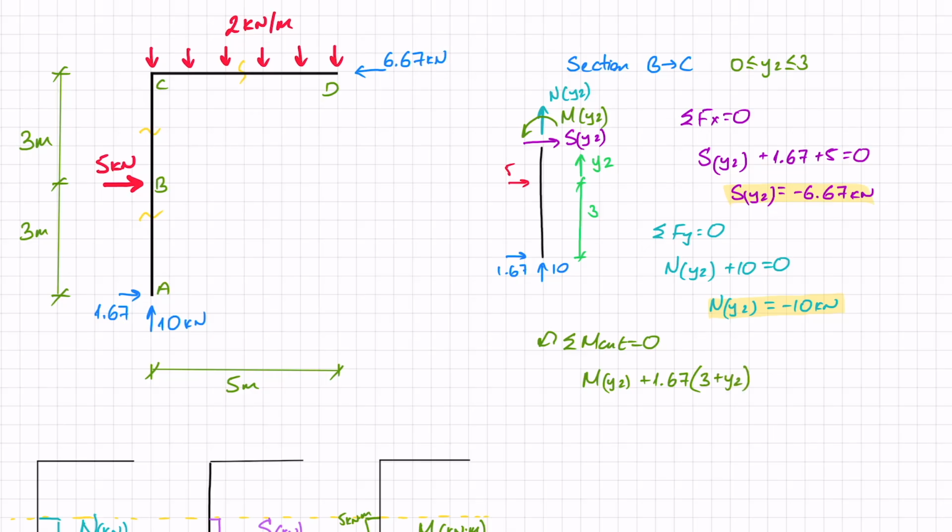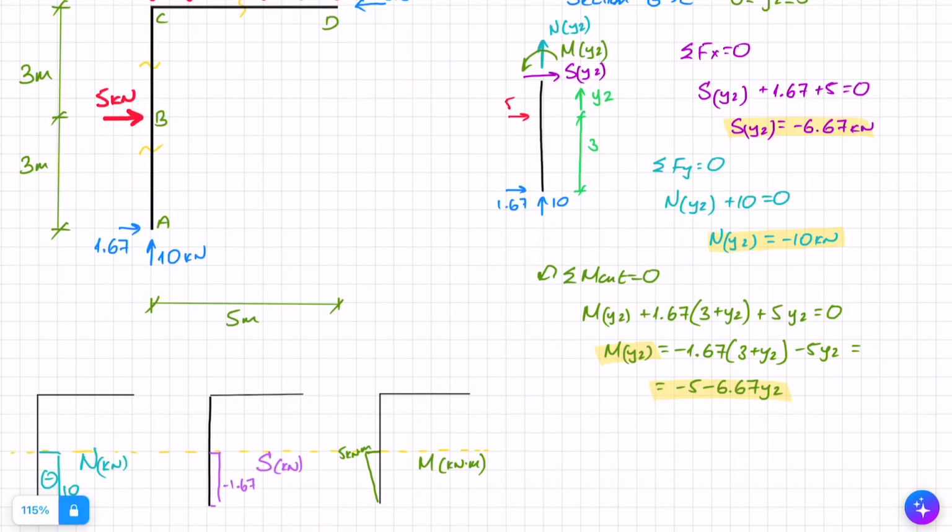And I've also got a positive moment from that 5 kilonewtons at point B, so 5 times y2 equals 0. If I reorganize that, I get that the moment equals minus 1.67(3 plus y2) minus 5y2, and slight further reorganization gives me minus 5 minus 6.67 y2.